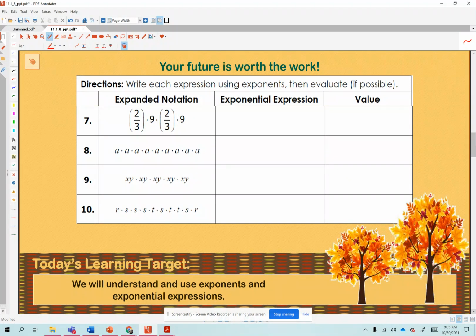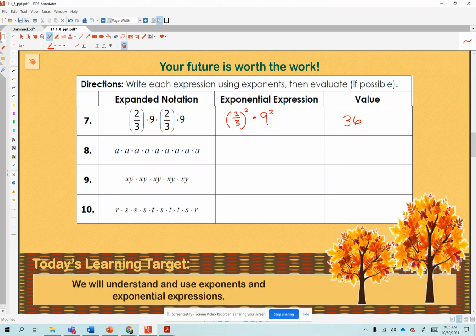So number 7, we've got fractions and we've got a 9. So the fraction is 2/3, and there are 2 of them. So that would be 2/3 as a base raised to the second power times 9, and there are 2 of those raised to the second power. And 2/3 raised to the second power equals 0.444, and 9 to the second power equals 81. And if we multiply those together, we get 36.